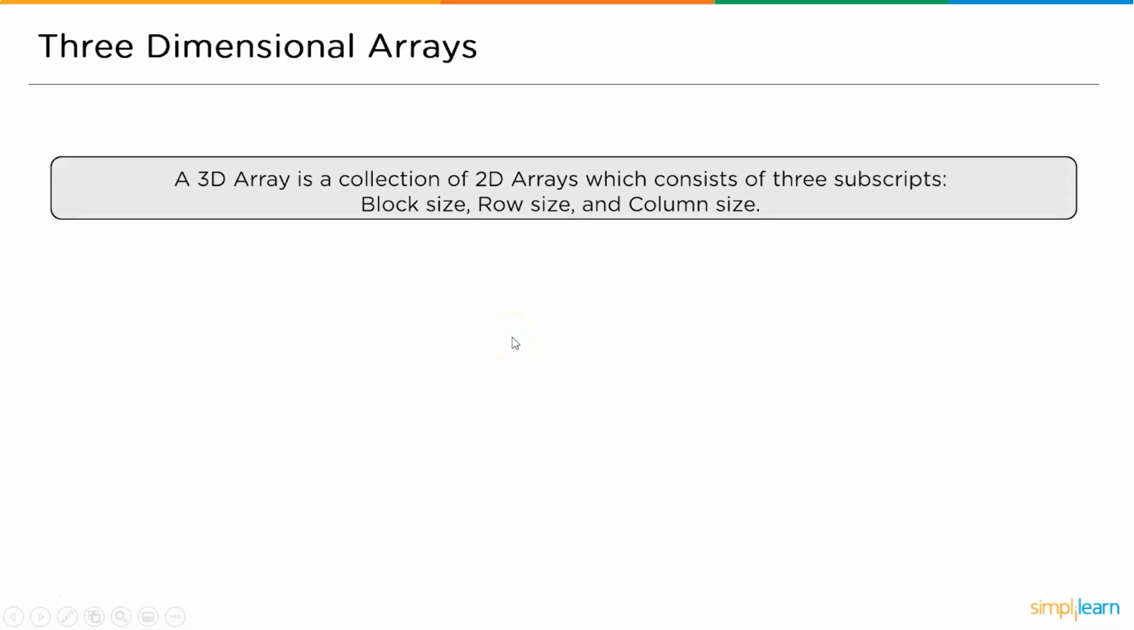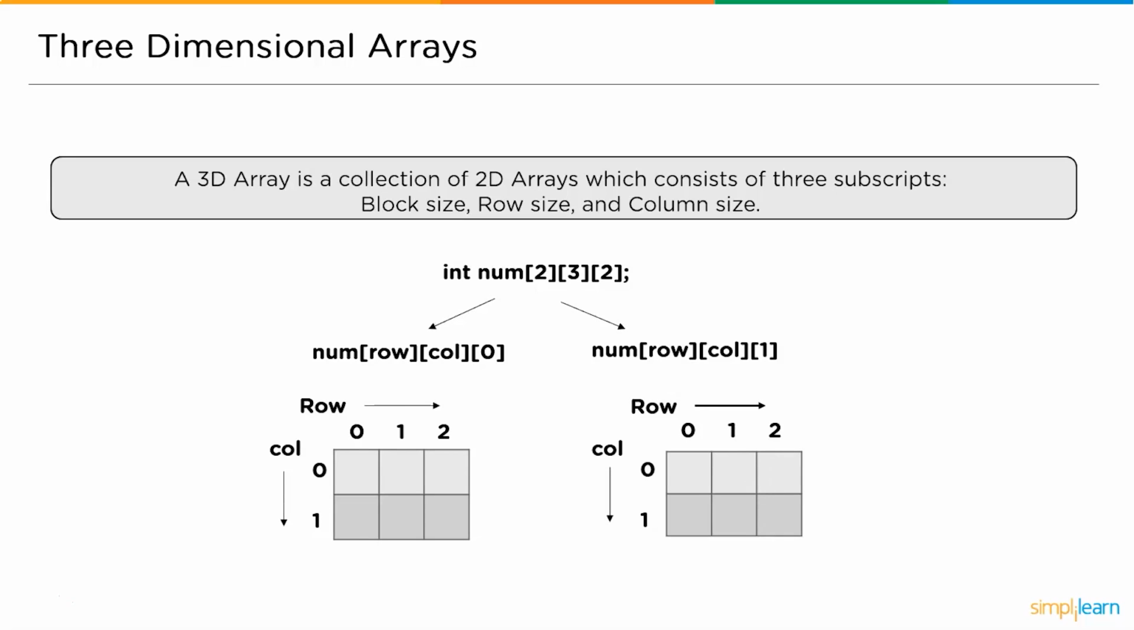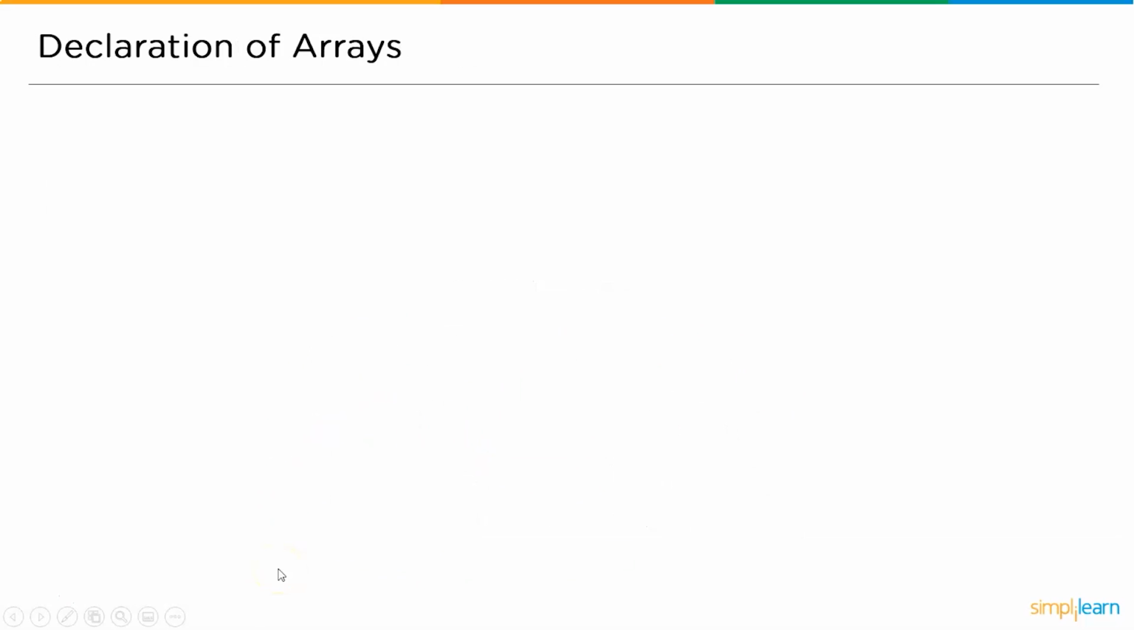Now similarly, we have three-dimensional arrays. A 3D array is a collection of 2D arrays which consists of 3 subscripts: block size, row size, and column size. Here we have an example for that. The first subscript is block size, the second is the row number, and the third is the column number. So this is the first block, and this is the second block. This is how a three-dimensional array can be represented.